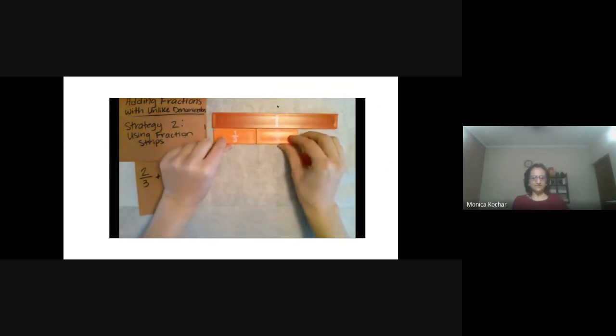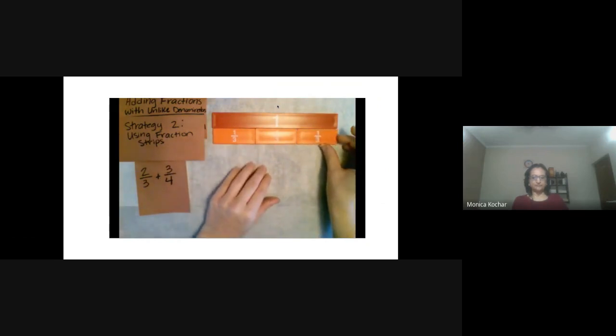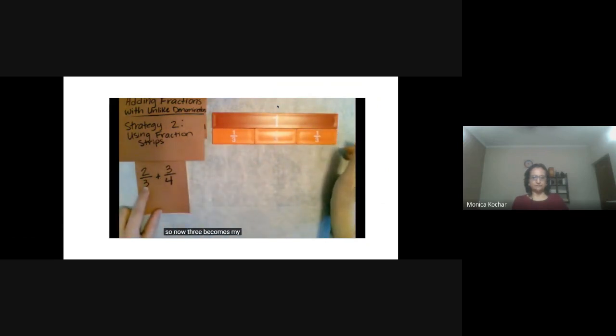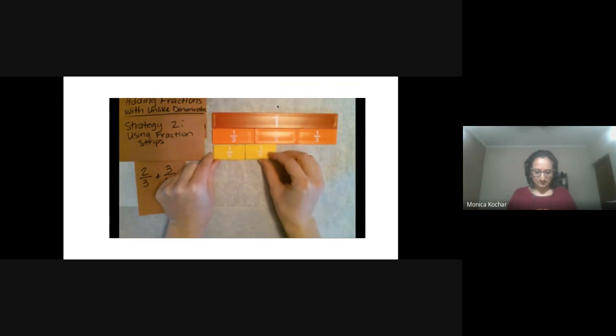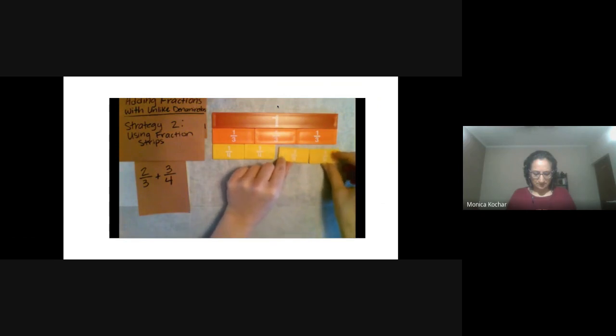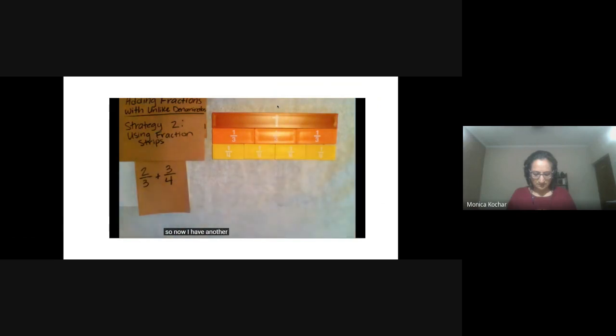So these are fraction tiles. It's a fraction wall which is cut off. So now 3 becomes my whole number. And 2 is my part. We'll get to that in a second. And my second fraction, my whole, what I want my whole to be broken down into is 4 pieces. So now I have another whole that's broken into 4 pieces. So that's why 4 is my whole.